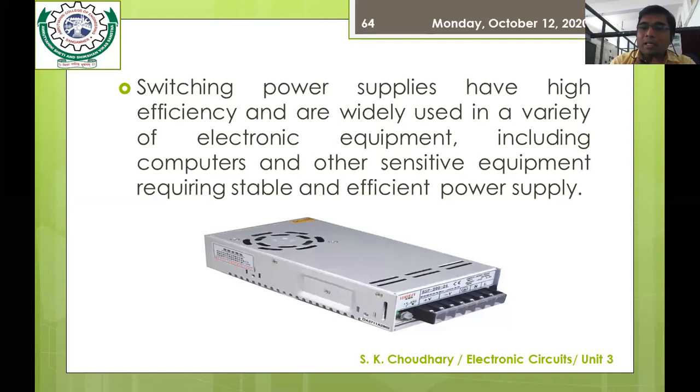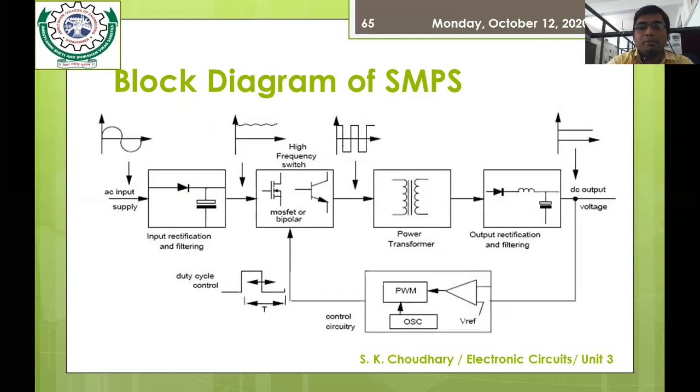Now we have to see the block diagram of this particular SMPS. It is a well-packaged aluminum box, and inside there are lots of circuit components. Now we will elaborate which circuit components are used in the SMPS. So everyone, please take a screenshot or note down this diagram. This is the block diagram of SMPS, switch mode power supply.